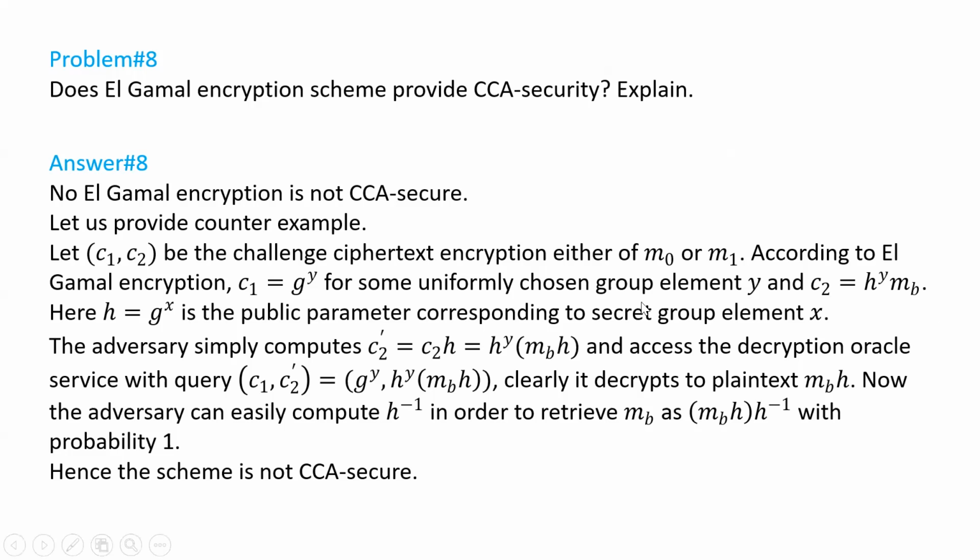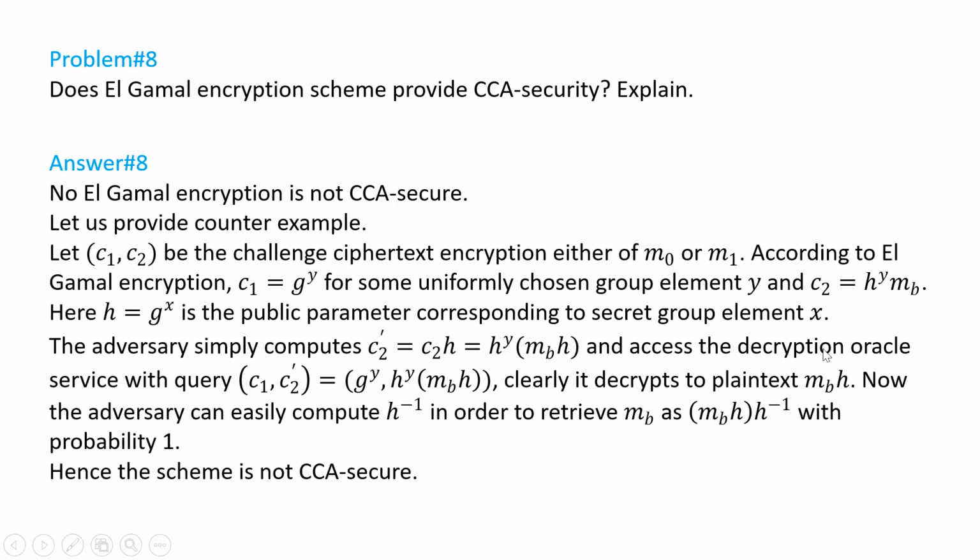So the adversary is able to see the challenge ciphertext C1, C2. Now it computes C2 dash of the form C2 dot H. And C2 has the form H to the power Y dot MB. So H to the power Y remains as it is, and you just multiply the part H with MB. So I am placing the bracket in this way to denote that the H to the power Y part remains as it is, but the underlying message changes to MB times H instead of MB.